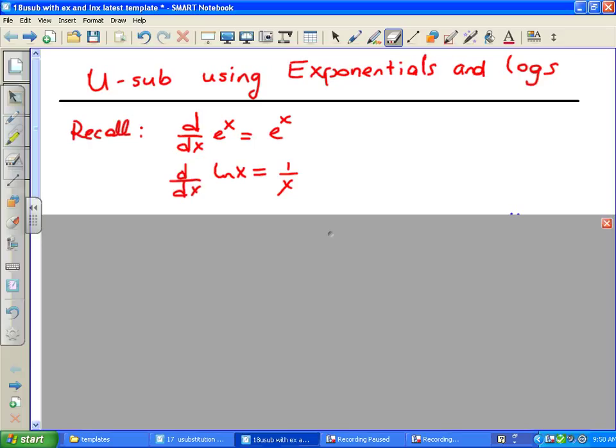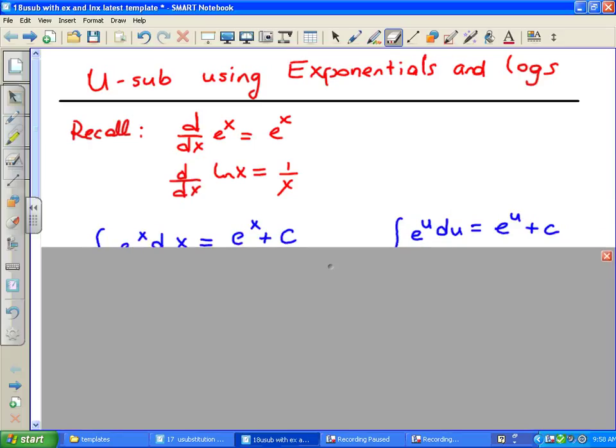So let me ask you a question. What do you think will be the integral of e to the x? It'll be e to the x, because it's anti-differentiation. You think about a function whose derivative is e to the x. The answer is e to the x. So we find then that e to the x is not only the easiest function to differentiate, it is also the easiest function to integrate in a way, because it's going to be itself.